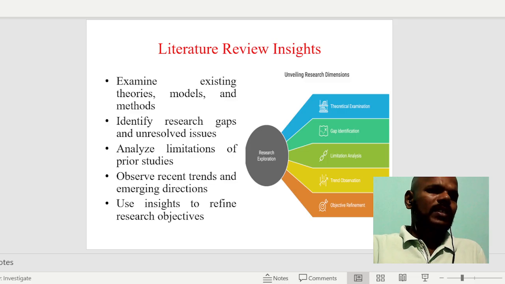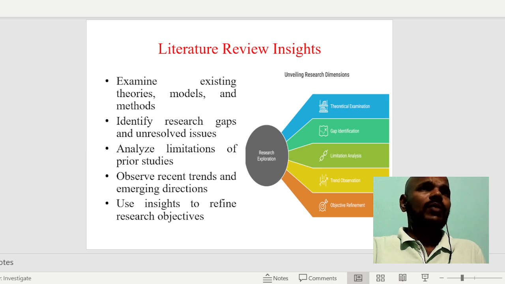The next one is to identify the research gap and unsolved issues. What is the need of doing a literature review? You have to identify the research gap. Where is the research gap? Are there any unsolved issues or not? So it will give insights about the literature. Next, it will give the limitations of prior studies.